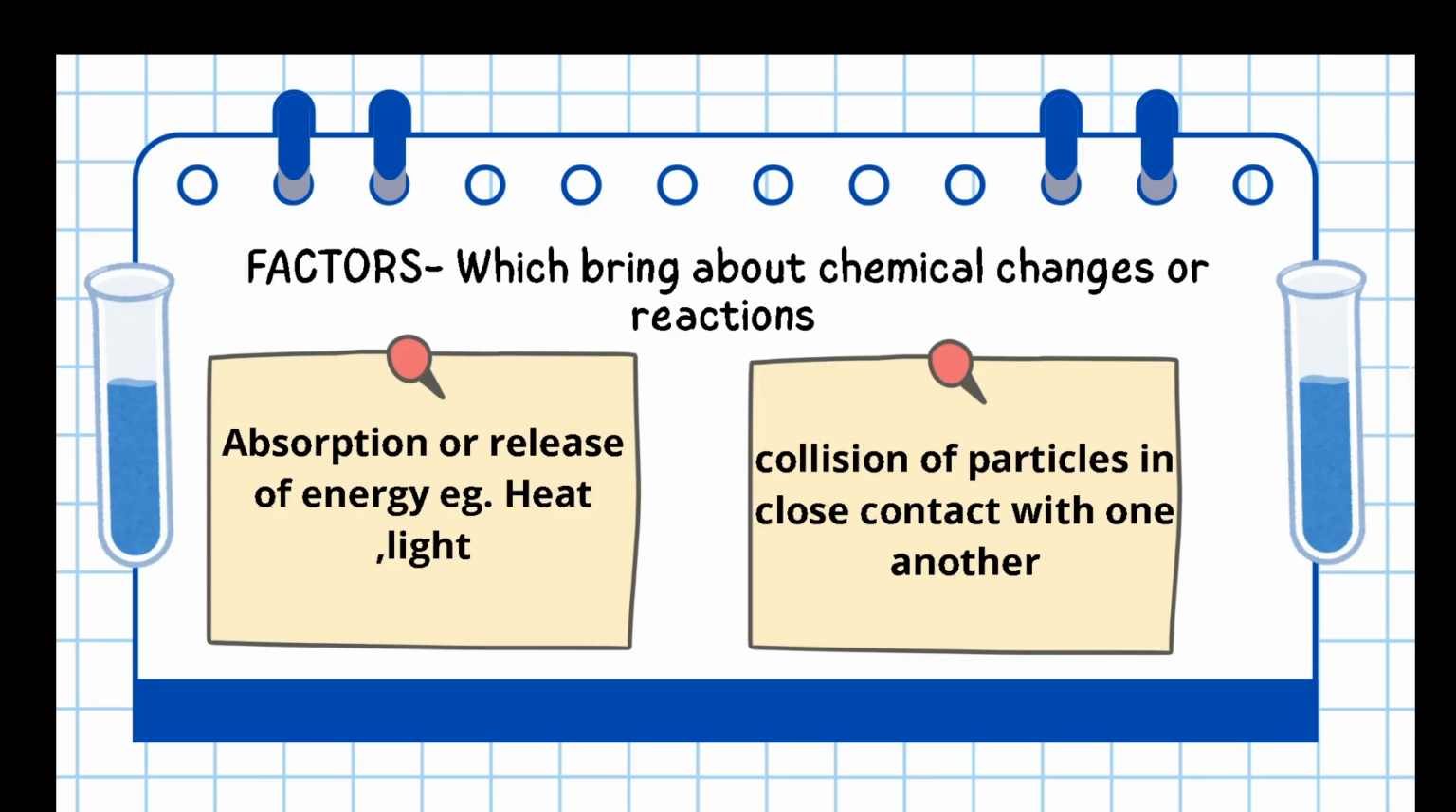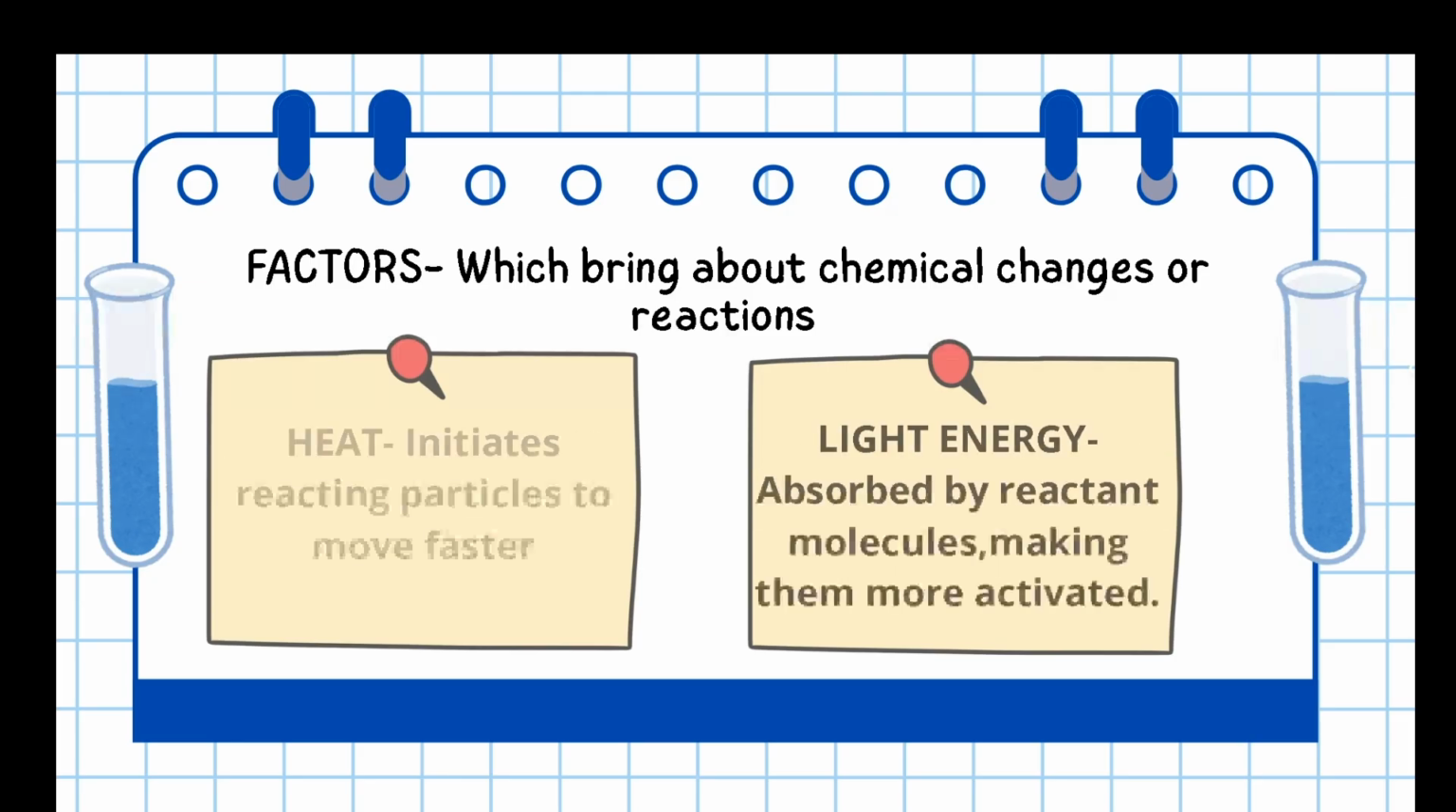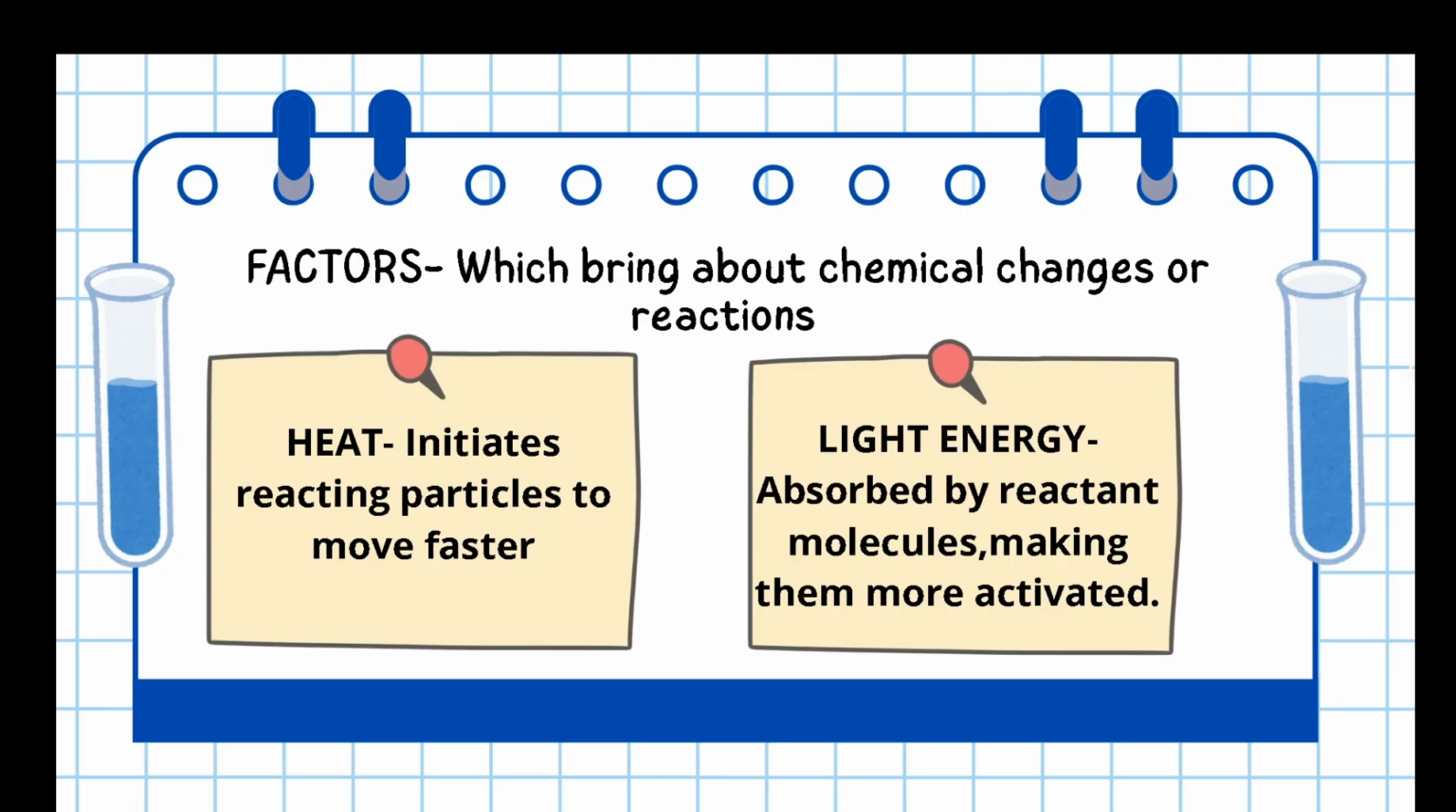Heat and light bring about these changes by initiating the collision of particles in close contact with one another, by supplying heat energy or light energy. So what is heat energy actually doing? It is making the reacting particles move faster and collide frequently. And light energy is absorbed by the reactant molecules, making them much more activated.